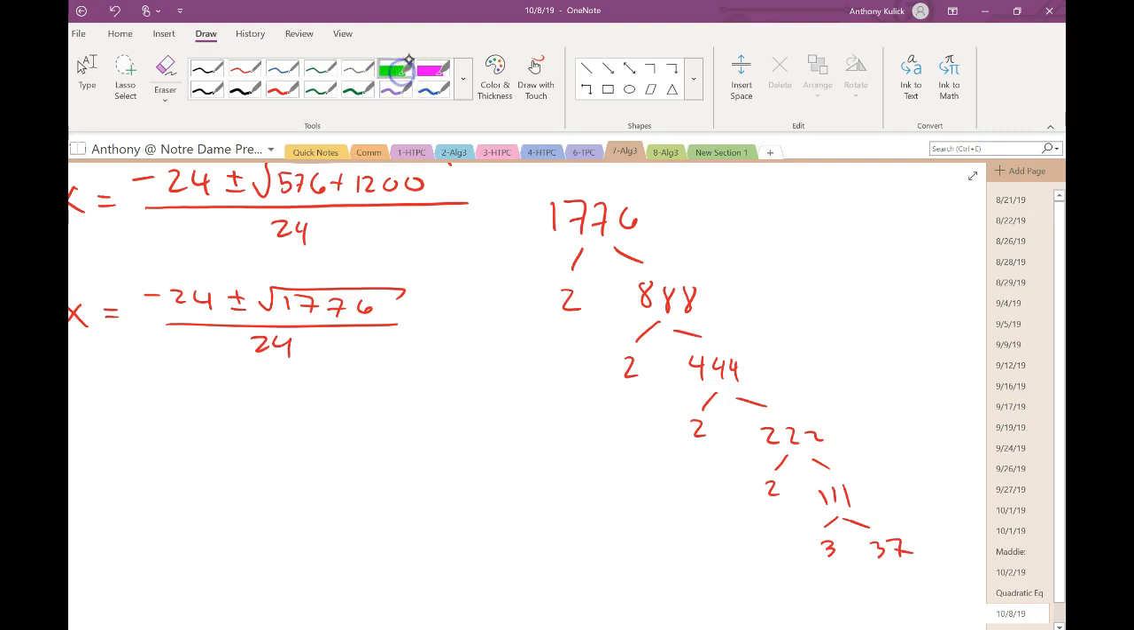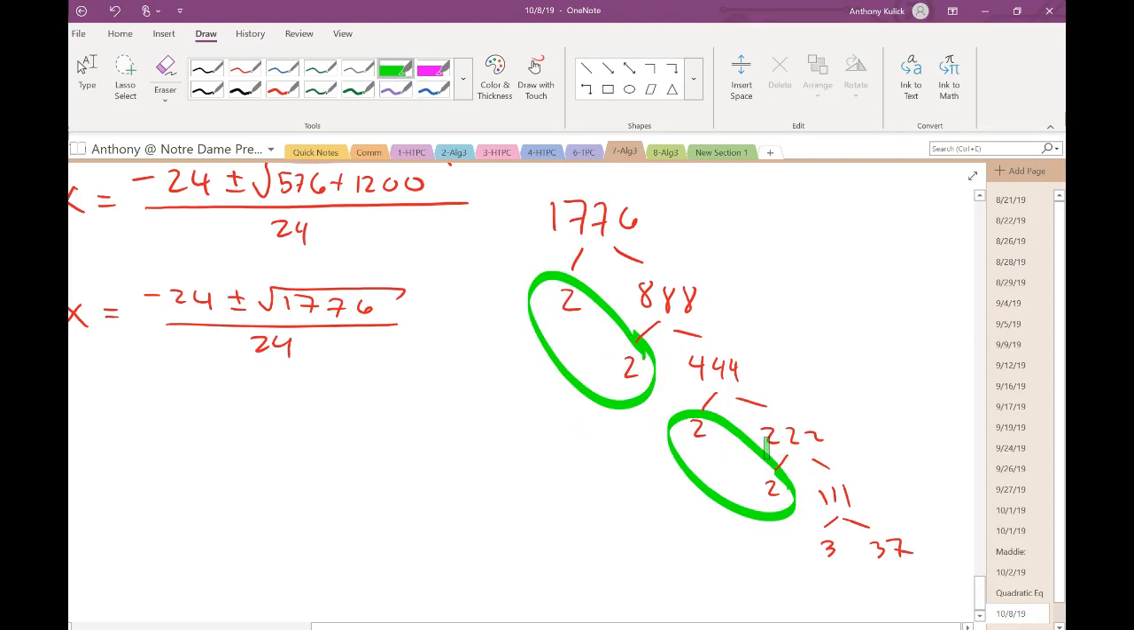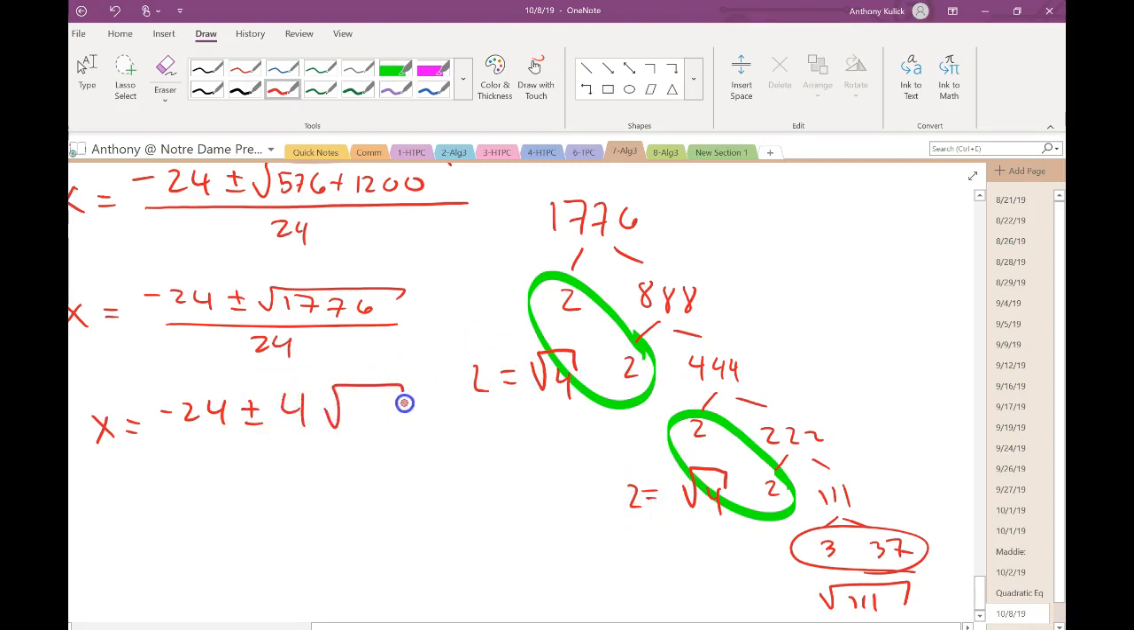So if I look at this, I have a 4 and a 4. So this would be like the square root of 4. This would be like the square root of 4. This I can't do anything with, so I'm just going to make that the square root of 111 again. So when I simplify that, I have 2 times 2, which is 4, and then the square root of 111. Okay with that?